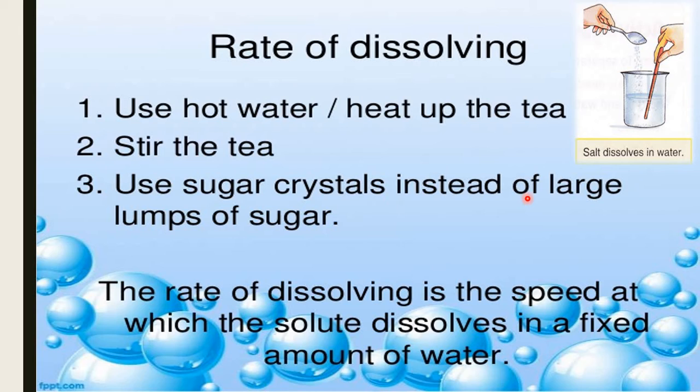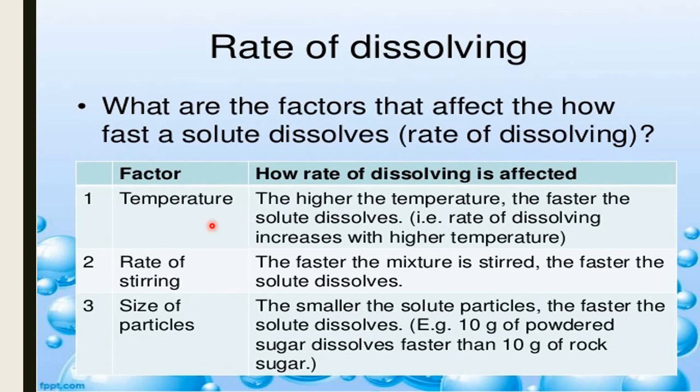This is talking about the size. The crystal size is smaller compared to the large lumps. So the rate of dissolving is the speed at which the solid dissolves in a fixed amount of water. Let's see the factors.